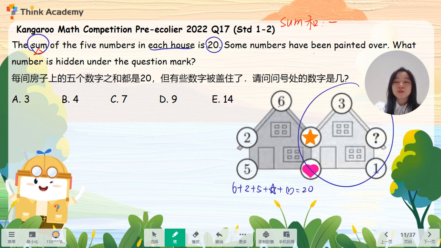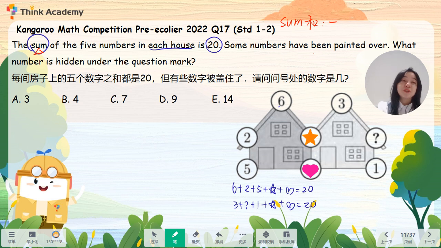Second, we have another house on the right, and it also has 5 circles. But some of the numbers have been missing. That's okay. At least we know it's 3 plus a question mark, plus 1 and the 2 shapes in the middle, equals 20. This is how we translate the question into math language, 2 operations.